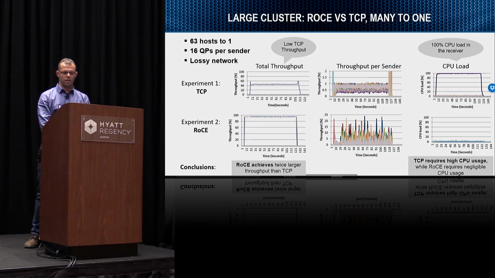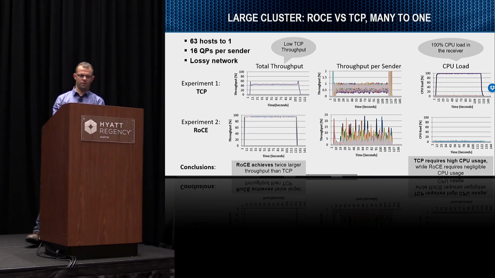And the upper right graph shows the CPU load, and we can see that the receiver of TCP traffic is 100% utilized. So this is probably why it cannot achieve higher throughput in the network.